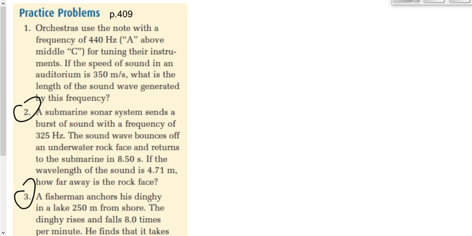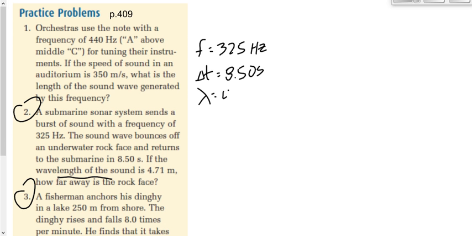It's clearly a speed of sound problem. And basically, we have 2 equations that we can use within speed of sound problems: v equals f lambda and v is equal to d over t. Let's write down some givens and see if we can figure out which one to try here. The frequency is 325. It looks like the time that it takes the sound to go there and back is 8.5 seconds. The wavelength of the sound, this is not d, this is lambda, is 4.71 meters, and we're looking for distance. How far away is the rock face?